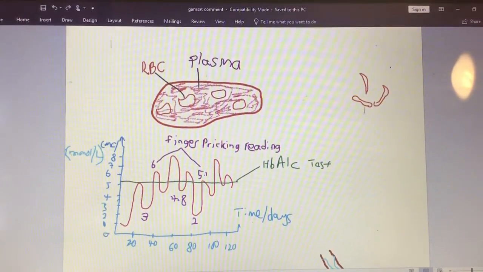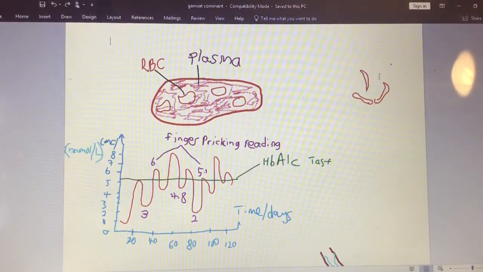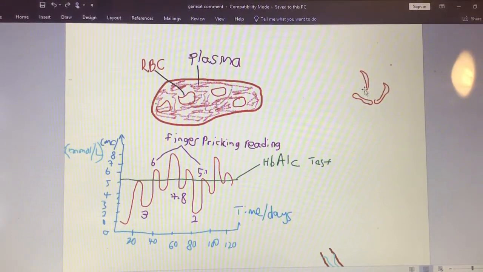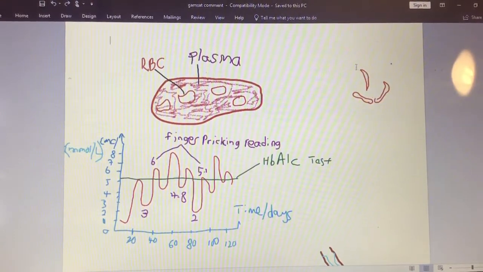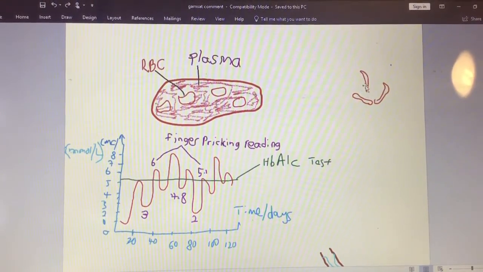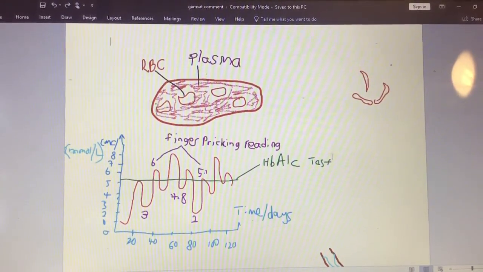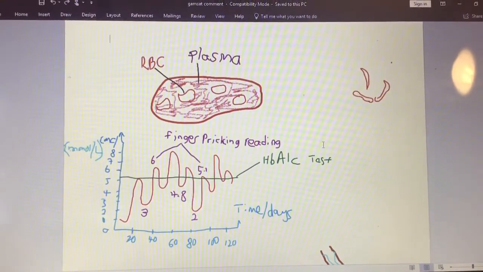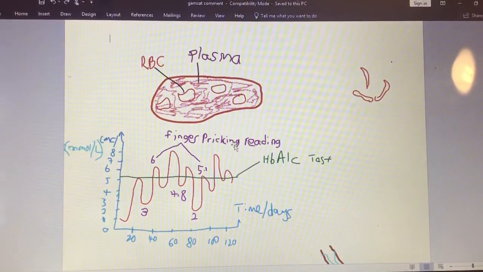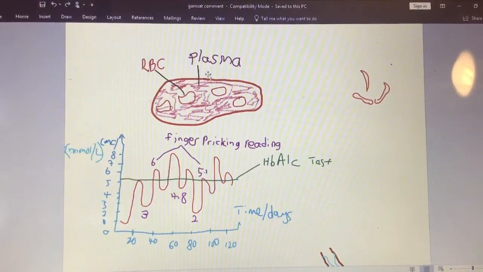However, it's not an effective test for people with sickle cell disease, sickle cell anemia, because they don't have the normal red blood cell shape. The shape is more sickle shape, so the red blood cells do not last for 120 days. They get destroyed more quickly, so you can't rely on the HbA1C test for them. You just have to make do with the plasma test.